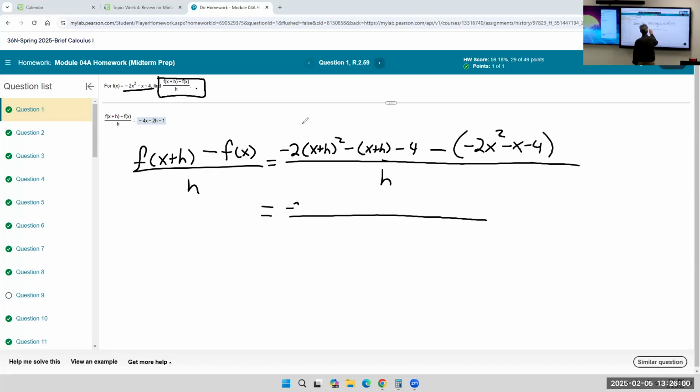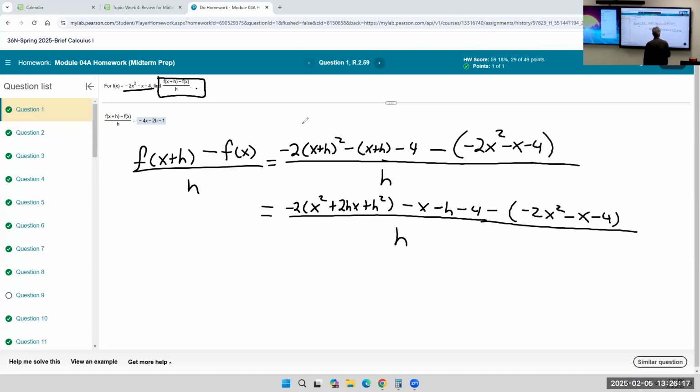So that's going to be negative 2x squared plus 2hx plus h squared, minus x minus h minus 4, minus negative 2x squared minus x minus 4. Again, the game I'm playing right now is try to get rid of that original function if I can. So negative 2x squared is gone. Negative x minus x is gone. Negative 4 minus 4 is gone.